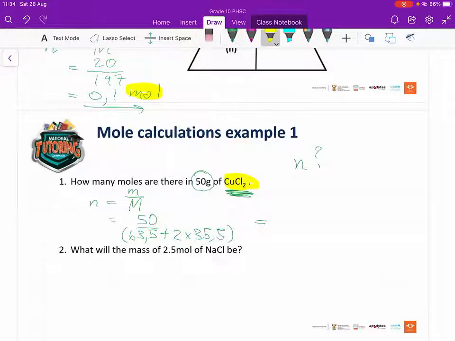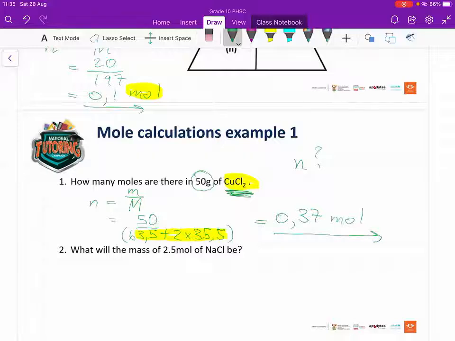Or you can work out the bottom first if you want, and then divide it. But remember, you don't want to round off until the very end. That's a skill you need to learn in maths and science: you shouldn't round off until the very end. So I like to put it all into my calculator, and you can use brackets on your calculator. It gives you the answer, and then you only have to round it off. If I go to 2 decimal places, it's going to be 0.37 moles.